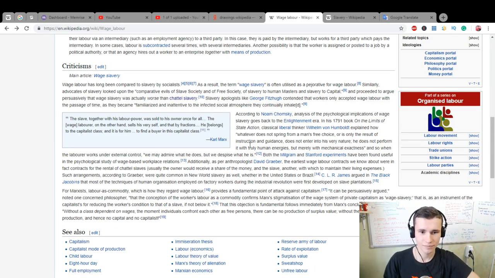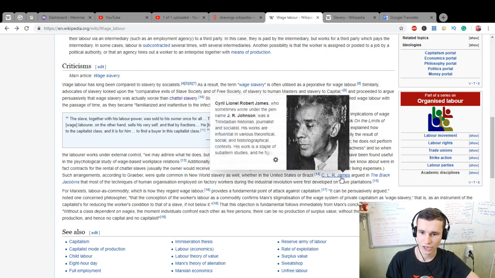Additionally, as per anthropologist David Graeber, the earliest wage labor contracts we know about were in fact contracts for the rental of chattel slaves. Usually the owner would receive a share of the money and the slave another with which to maintain their living expenses. Such arrangements, according to Graeber, were quite common in New World slavery as well, whether in the United States or Brazil.